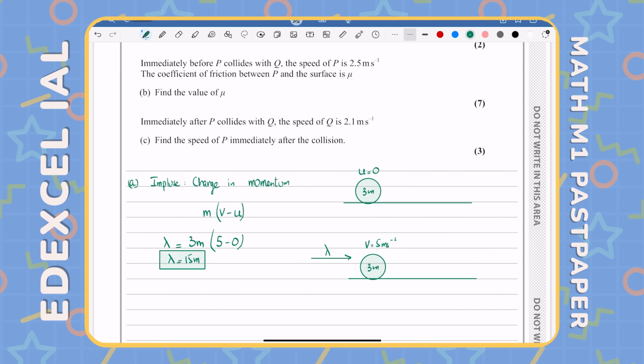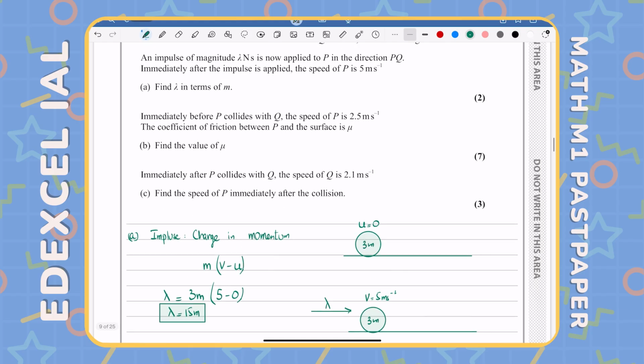Okay, now let's have a look at part B. Part B says, okay, it's a 7-mark question. Immediately before P collides with Q, the speed of P is 2.5 meters per second. The coefficient of friction between P and the surface is mu. Find the value of mu.